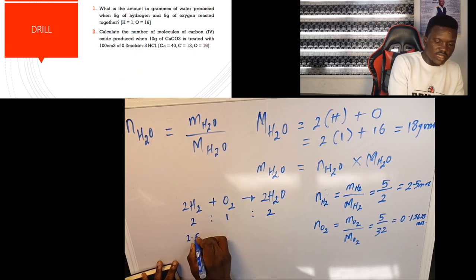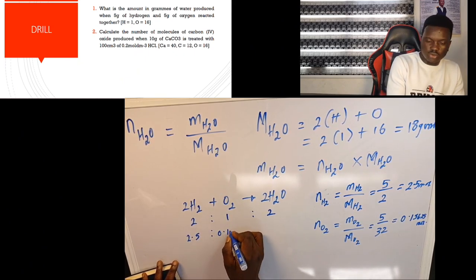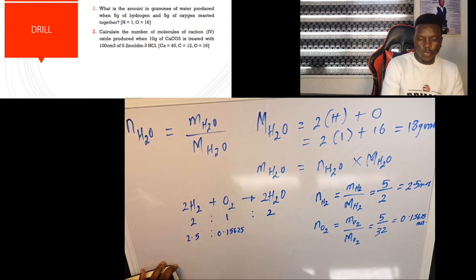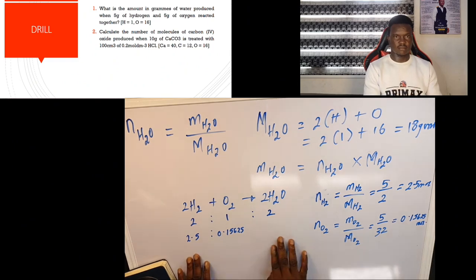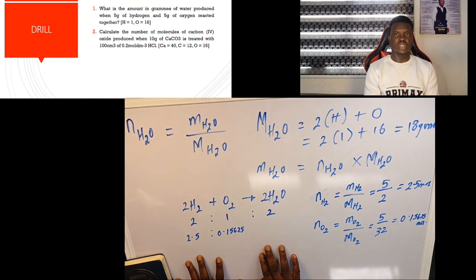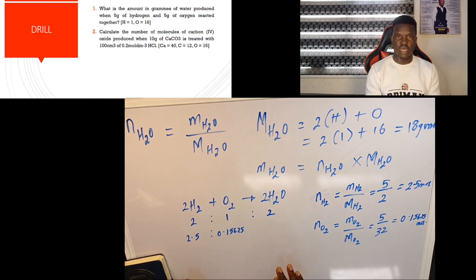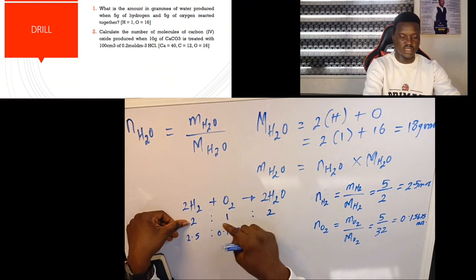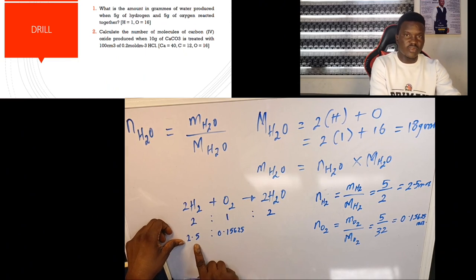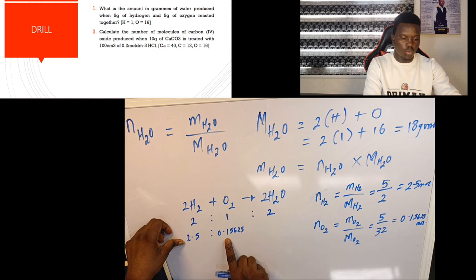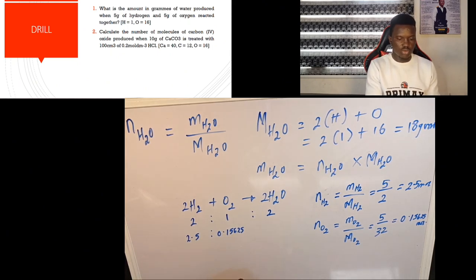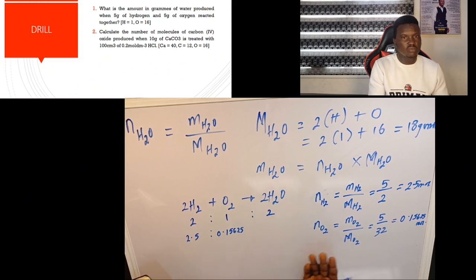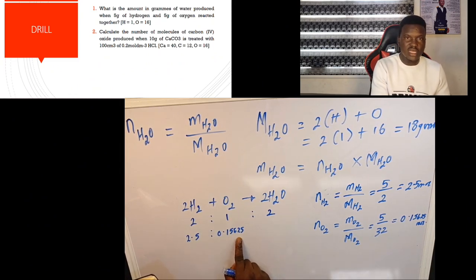This is 2.5 and this is 0.15625. So if you look at these guys very well, which one do you think is limited? This is where you have to just quickly think about it. Their ratio must be 2 to 1. If this is 20, this must be 10. If this is 2.5, what do you think this must be? That's 2.5 divided by 2, which is 1.25. Is this up to 1.25? No. That means that this is limited, it's not much.